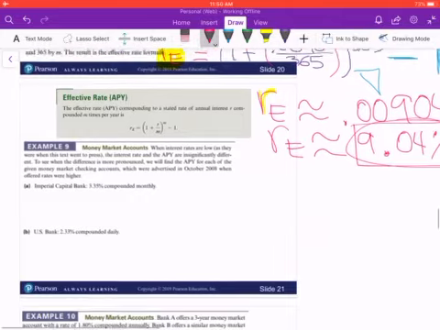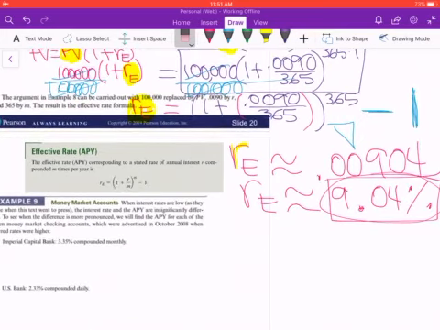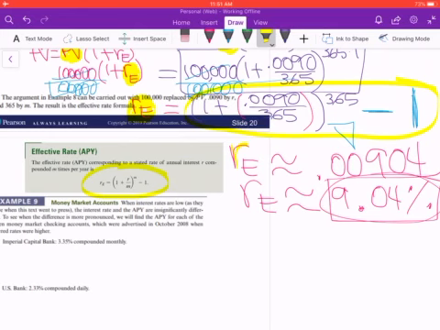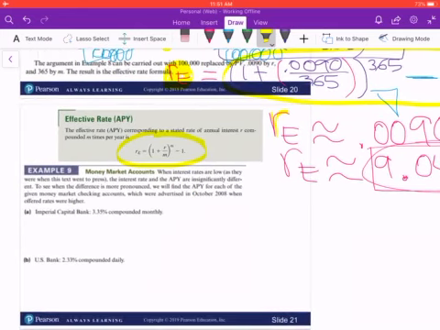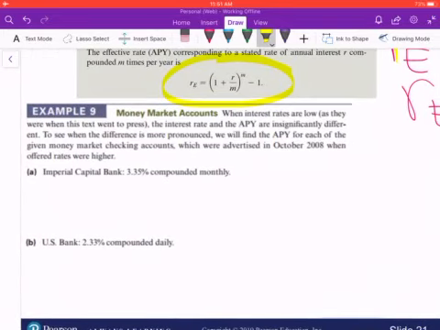So if we move on to example 9, we could see here that it is a similar situation, but now the formula that we used here is actually given to us here. So that is how we arrived at the formula. And so to answer this question, it says when interest rates are low, as they were when this text went to press, the interest rate and the APY are insignificantly different. To see when the difference is more pronounced, we will find the APY for each of the given money market checking accounts, which were advertised in October 2008 when offer rates were higher.